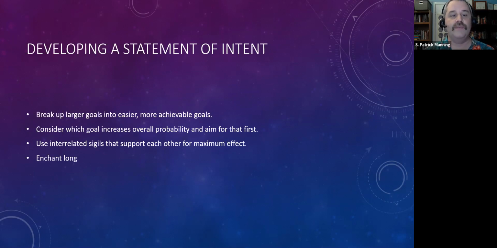So back to the idea of stacking your sigils. If you're looking at a large goal and you've got a bunch of steps to get up there, you want to look at what's going to improve your chances the largest, and go for that first. Basically take the biggest chunk. What's the easiest thing that you can do that will improve the probability of everything else happening?